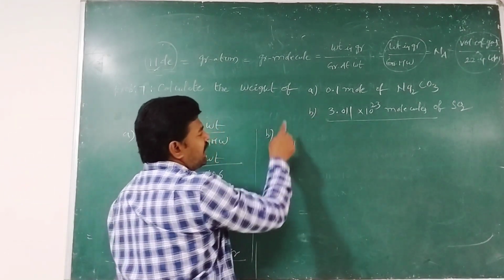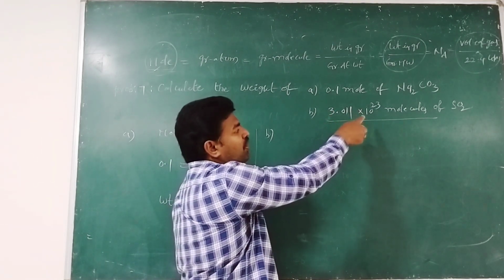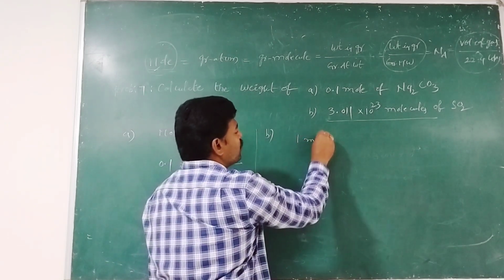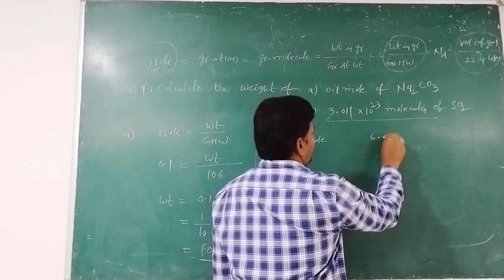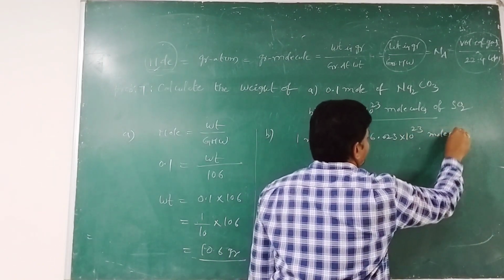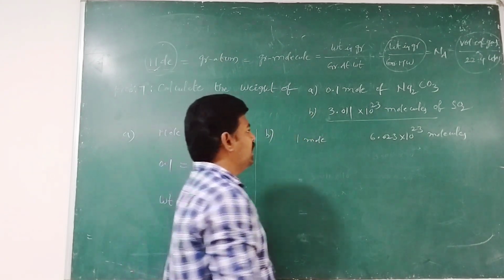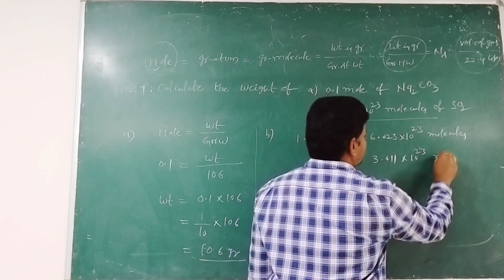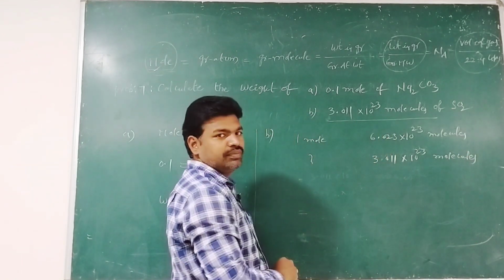Next, problem B. Here we have 3.011 into 10 to the power of 23 molecules of SO2. We know 1 mole of SO2 contains 6.023 into 10 to the power of 23 molecules. Then 3.011 into 10 to the power of 23 molecules contain how many moles?